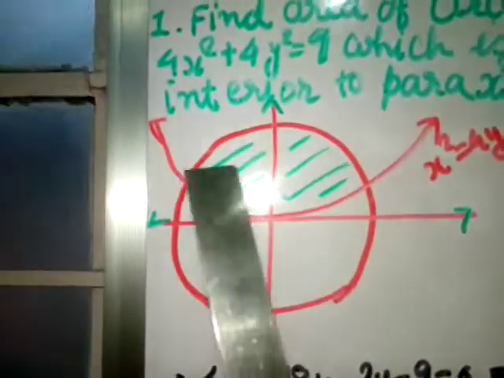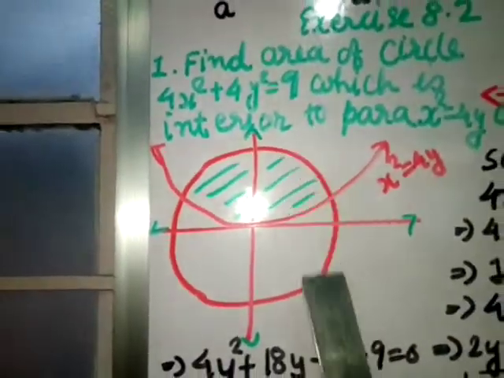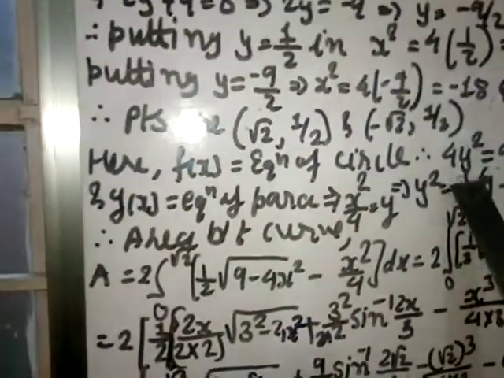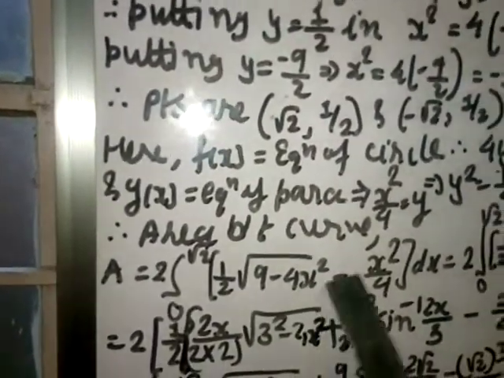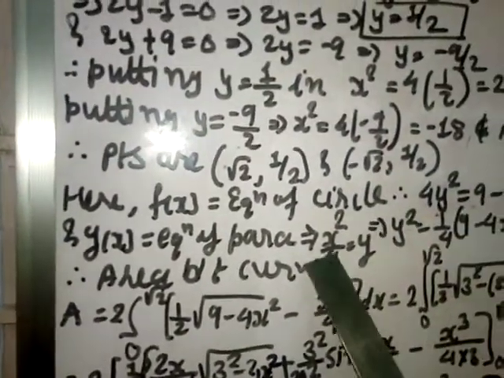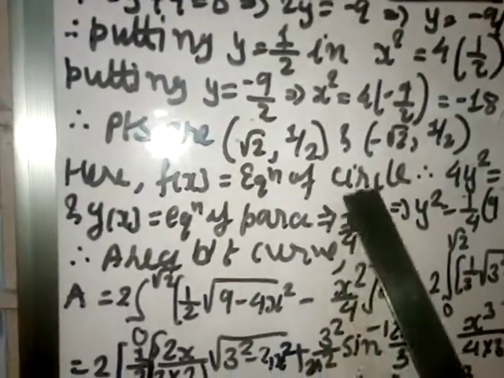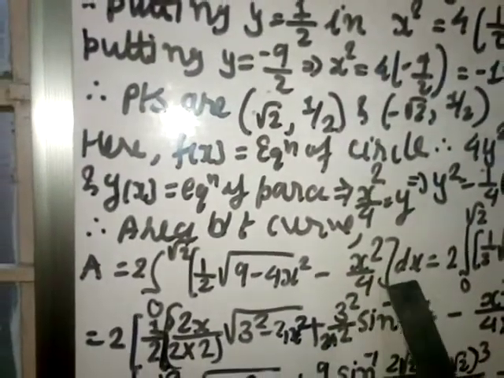I am going to take from x equal to 0 to x is equal to root 2. So 2 times integral 0 to root 2 of 1 by 2, that is square root of 1 by 4, square root of 9 minus 4x square, minus this y, that is x square by 4, dx.